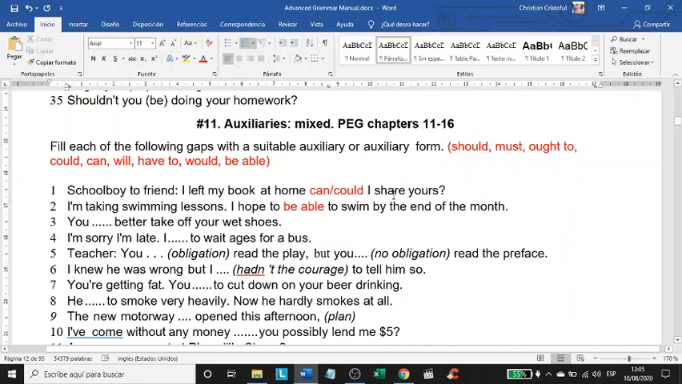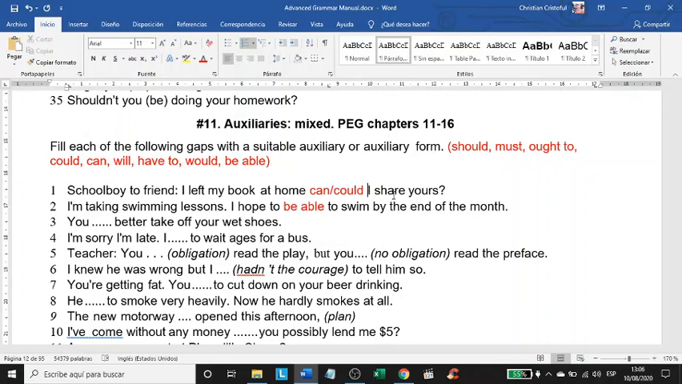Can meaning more informal and could meaning more formal. But both of them share the same meaning. So these are the correct options. You cannot say, I left my book at home. Must I share yours? Because it's an obligation. So that's not possible. It doesn't make any sense.